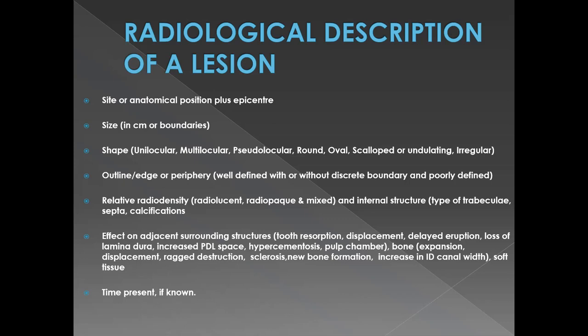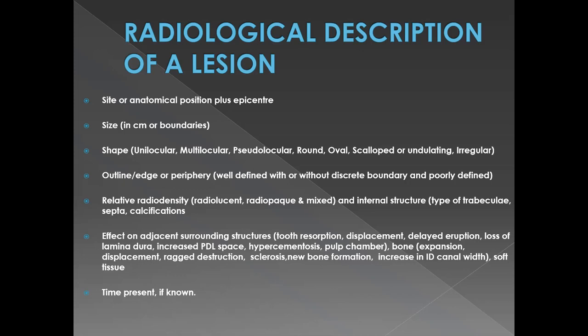Other than that, you should report roughly its size in centimeters or in boundaries. But like I have told you before, there is about 25 to 30% magnification in an OPG. So it's probably better you don't comment on it in centimeters, because you'll have to adjust for magnification. It's better you just report on what the boundaries of the lesion are, and that can give you an approximate idea of its size.